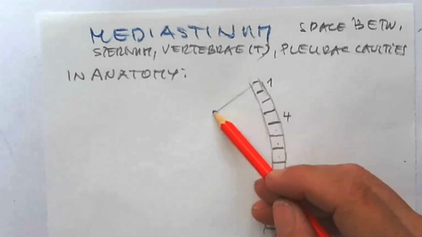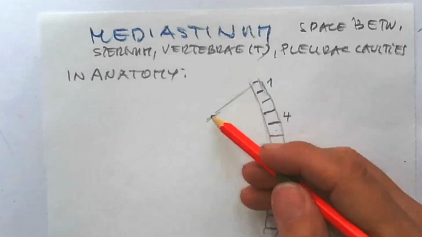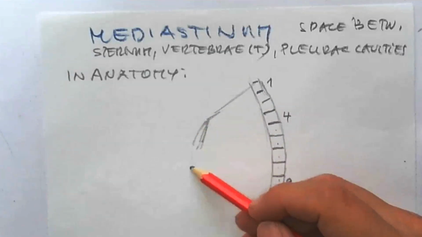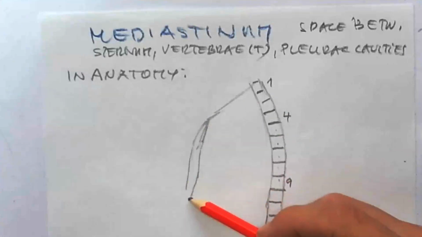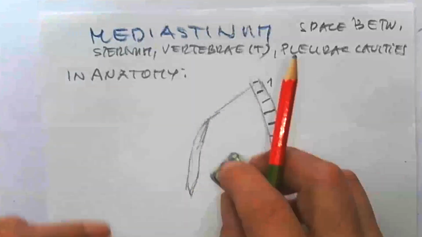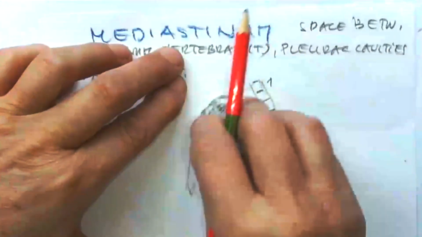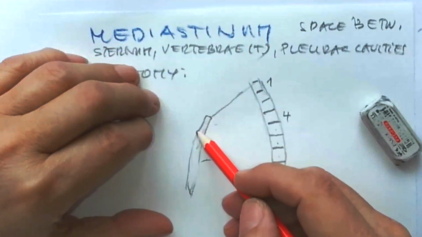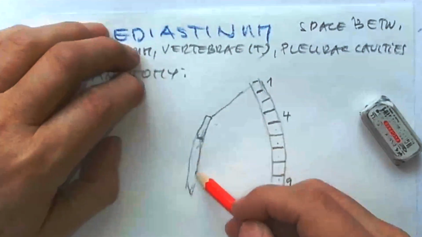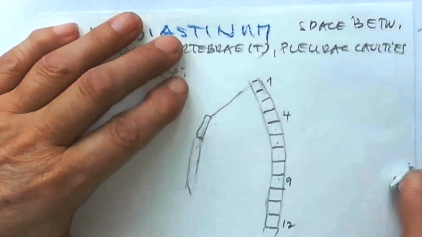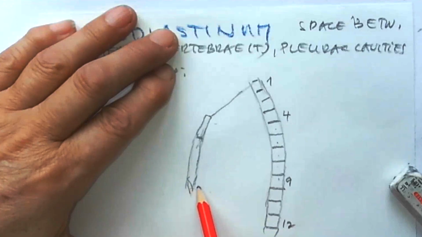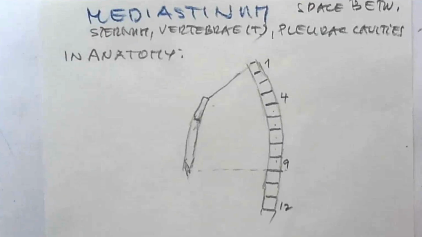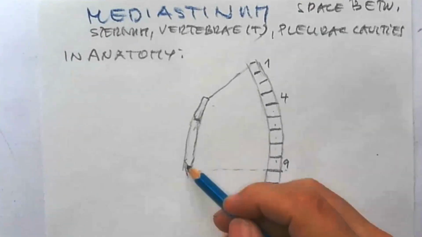Then what we need is to draw the superior aperture, drawing the sternum. We know this manubrium of sternum, then the body of sternum, and the xiphoid process. It must be a little bit shorter, because the xiphoid process must pass through the intervertebral disc 9-10. The xiphoid process could be colored by blue.